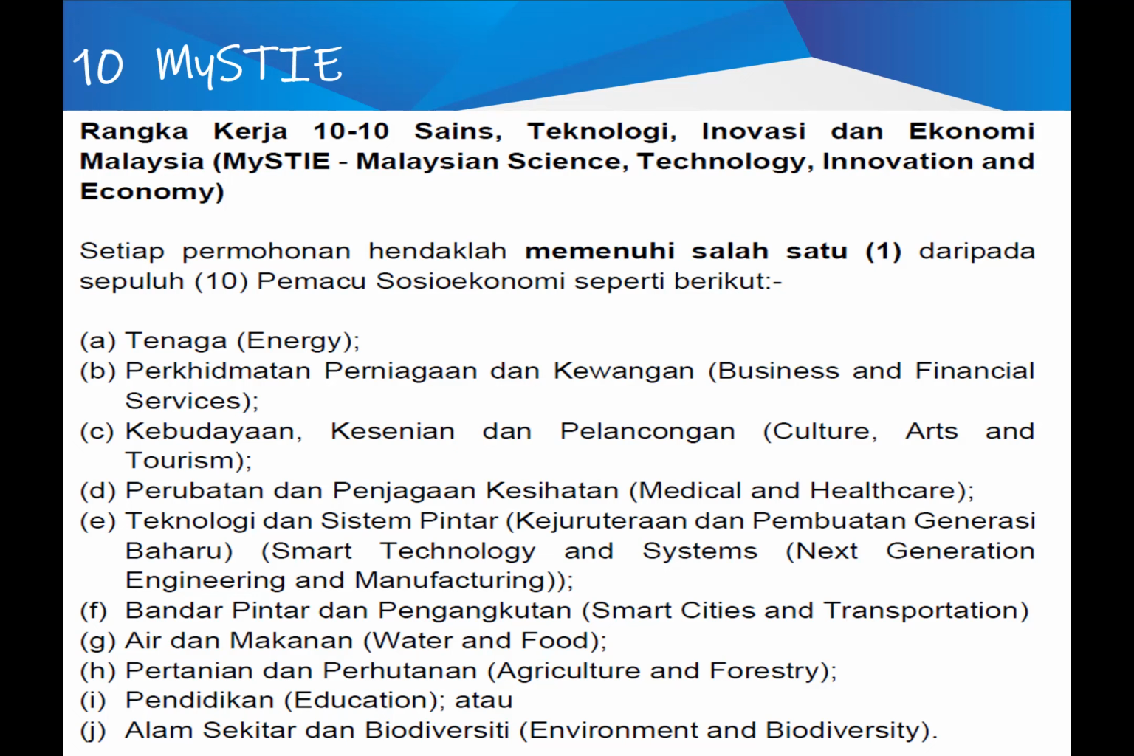Seven, water and foods. Eight, agriculture and forestry. Nine, education. Ten, environment and biodiversity. So this sounds like the difference between a researcher outside and you as a PhD student. You may wonder what you should write in the research background.